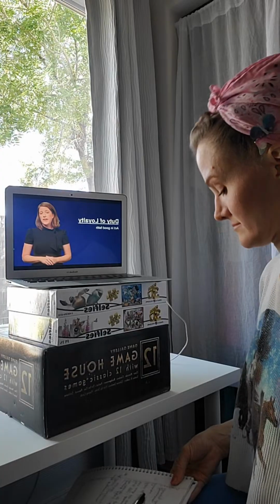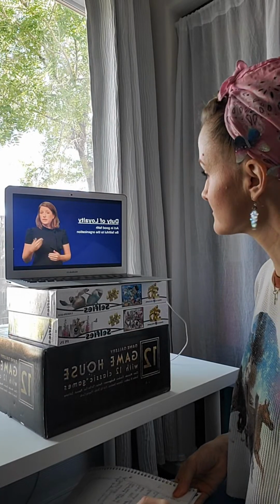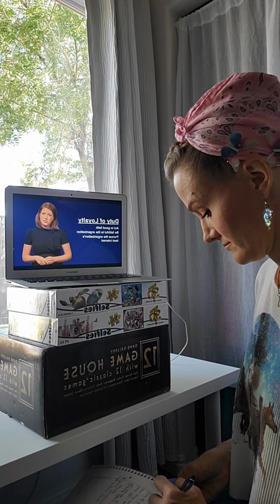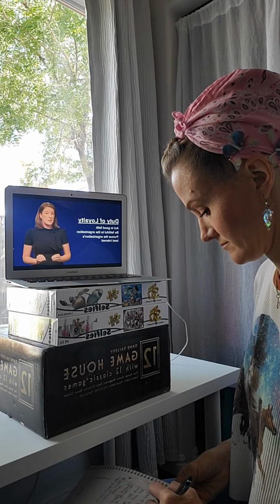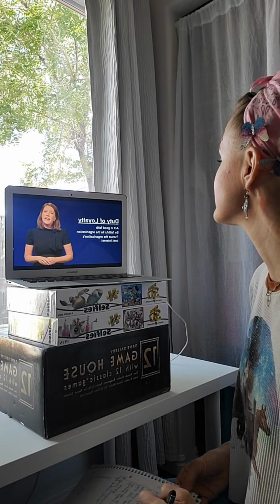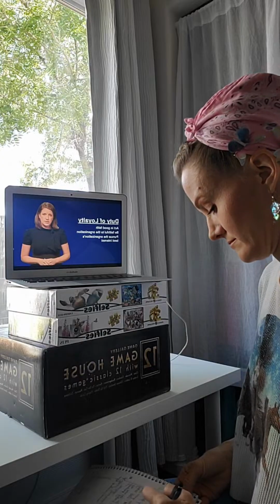The second is the duty of loyalty, which requires a board member to act in good faith, be faithful to the organization, and pursue the organization's best interest. In other words, it's not about you. Make decisions and take actions that serve the mission and the organization.